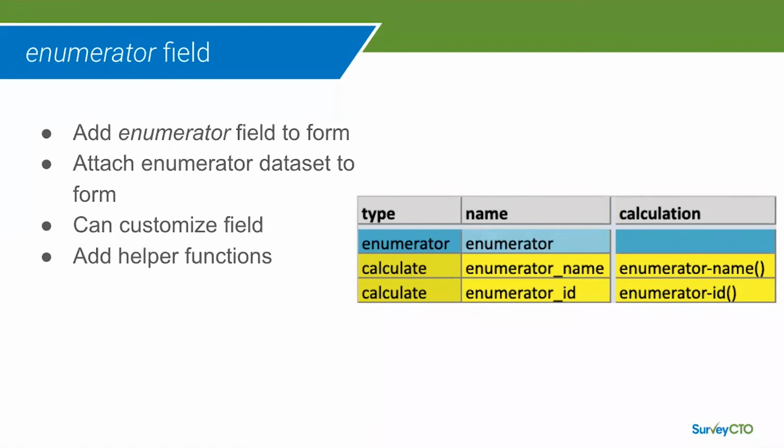There are lots of ways you can customize the enumerator field. You can restrict adding new enumerators with a code, change which entry mode appears by default, and more. You can also add calculate fields with functions that retrieve information about the selected enumerator. Check out the documentation to learn more, which we'll share soon.